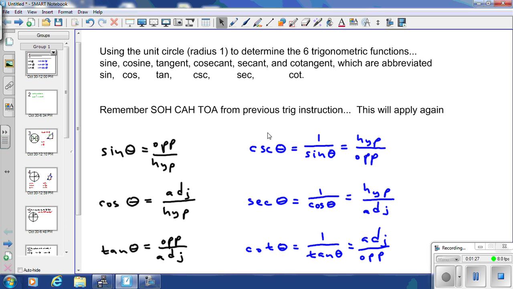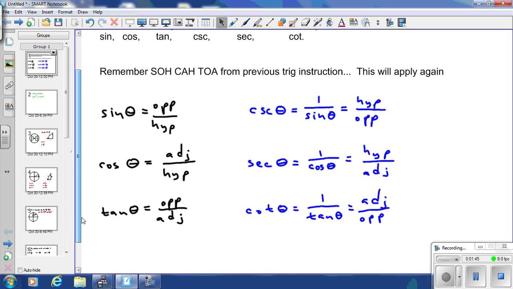In blue here are the definitions. These are inverses. So the cosecant is the inverse of sine, 1 over sine, and that becomes the reciprocal of this. So instead of opposite over hypotenuse, it becomes hypotenuse over opposite. Secant is the inverse of cosine, and cotangent is the inverse of tangent. You can see those there.